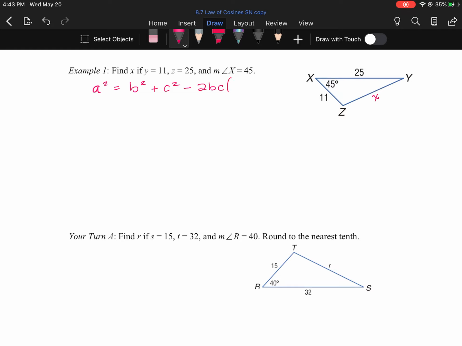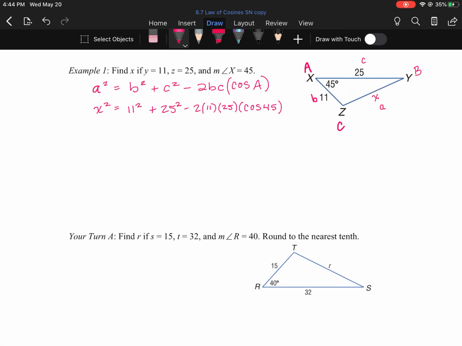The other thing I want you to take notice of is it's times the cosine of A. If you wanted to, you could label these as a, b, c. Then x would be lowercase a, 11 would be lowercase b, and 25 would be lowercase c. That might be helpful since they decided to use different letters. Now I'm going to substitute everything in. I get x squared is equal to 11 squared plus 25 squared minus 2 times 11 times 25 times the cosine of angle A, which is 45.